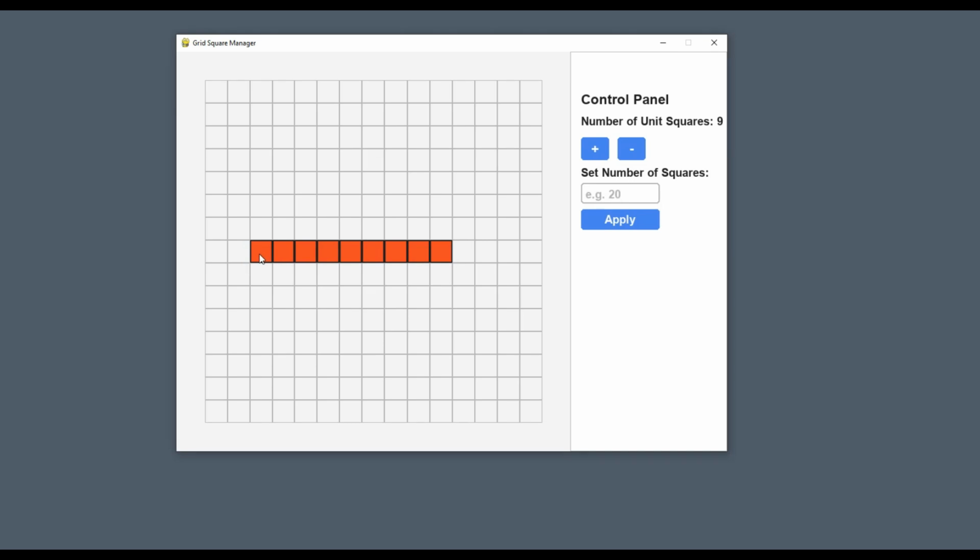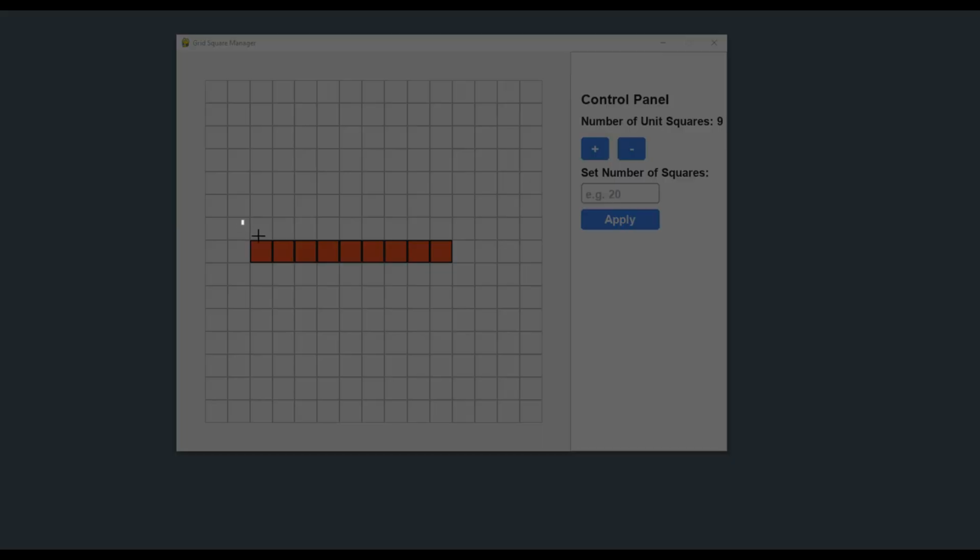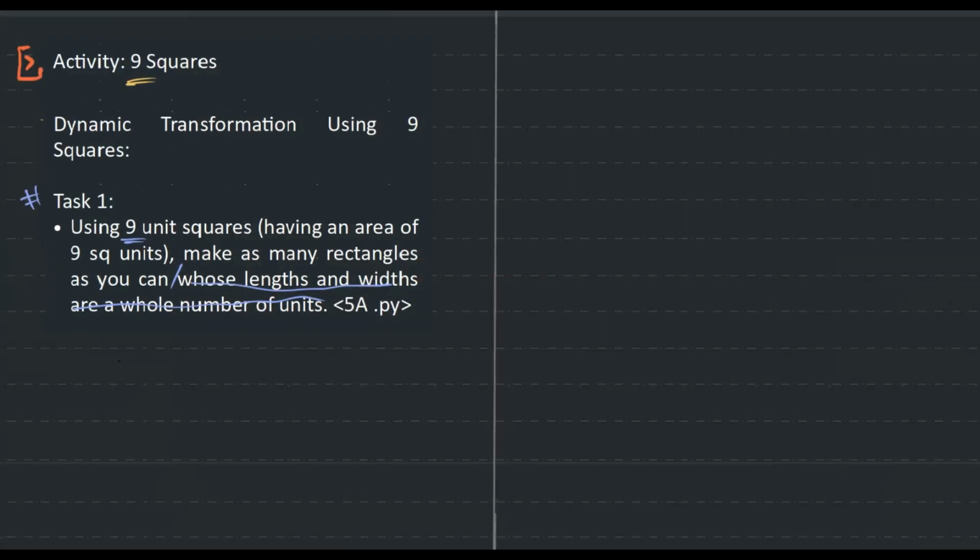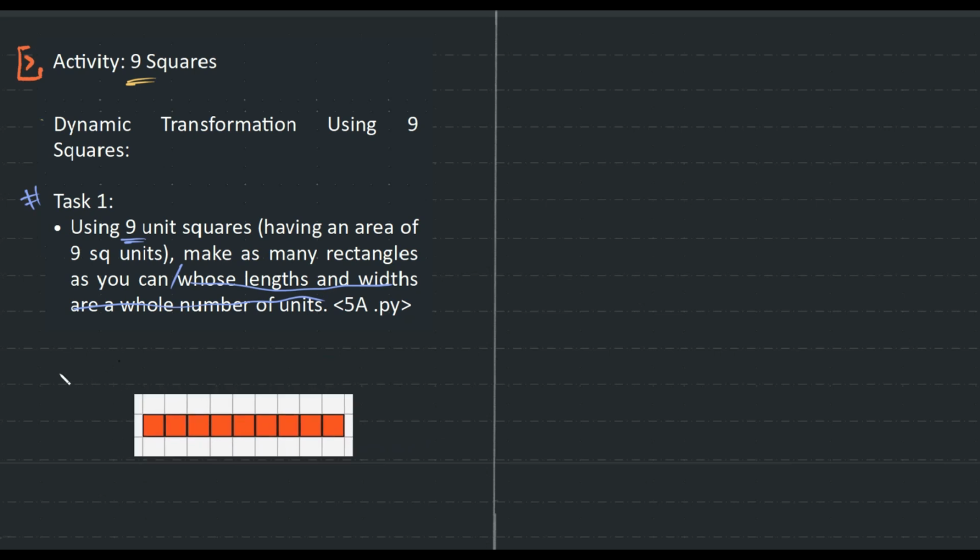So what we have on our hand is a space wherein we have 9 such squares. Can you see this? 3 plus 3 plus 3, 9. Okay, so we have 9 squares in this manner. We have to make as many rectangles as possible. So one possibility is this itself, right? This is one possibility number 1.